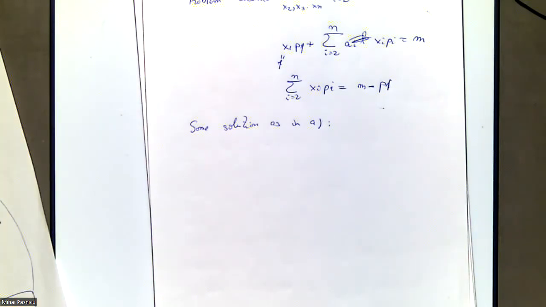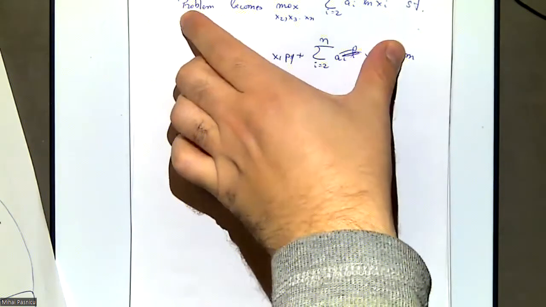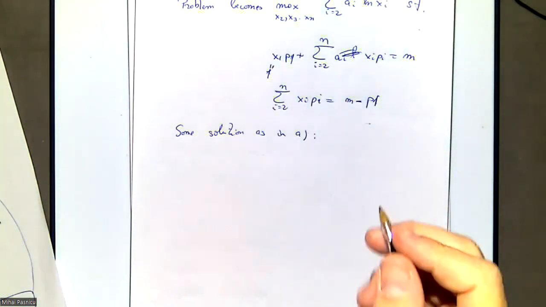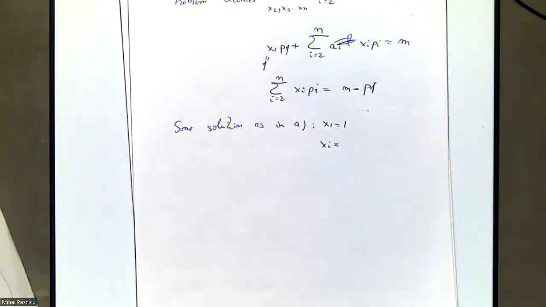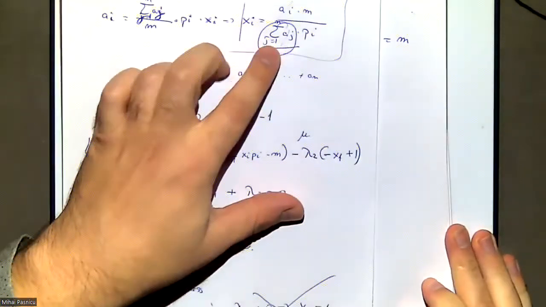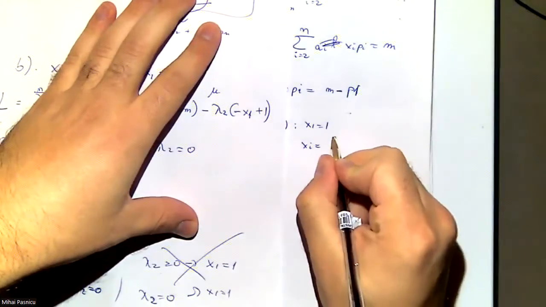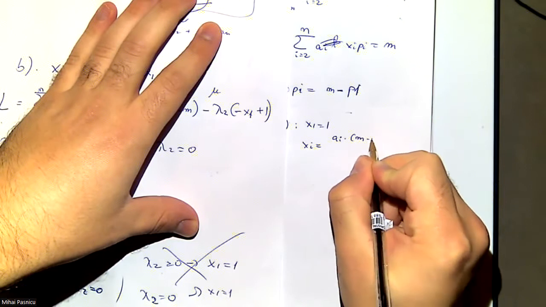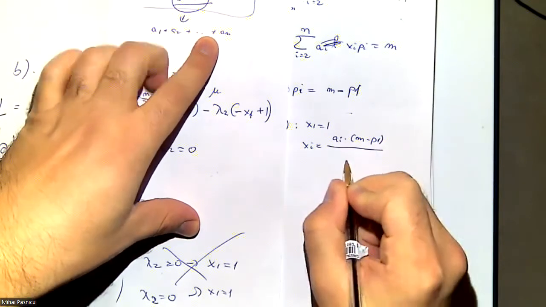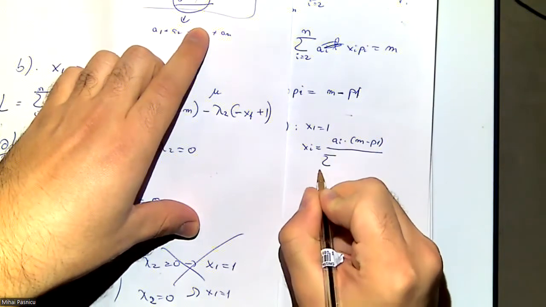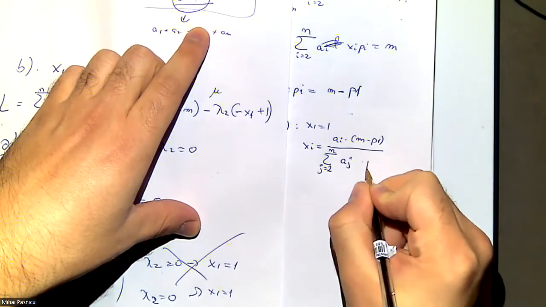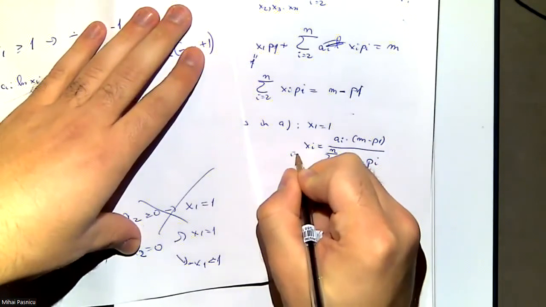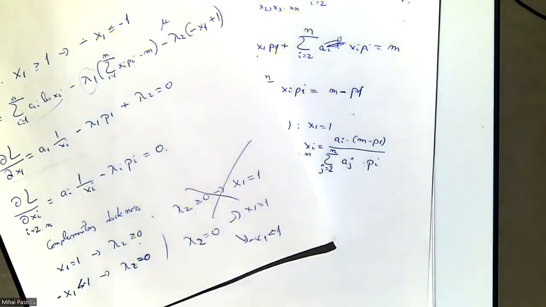Okay, so realistically, the problem just becomes this, with the same solution as in A, right? x1 is equal to 1, but xi is equal to, I'm just going to copy the solution from A, which is ai times n minus p1, sum of, careful here, j equals 2 to n of aj times pi. This is i from 2 to n. Make sense? What I did here?